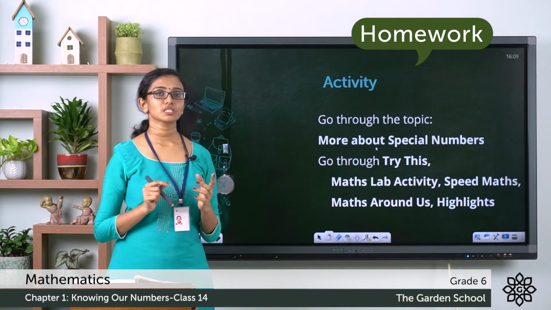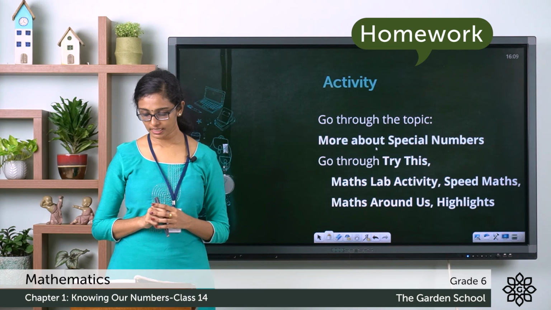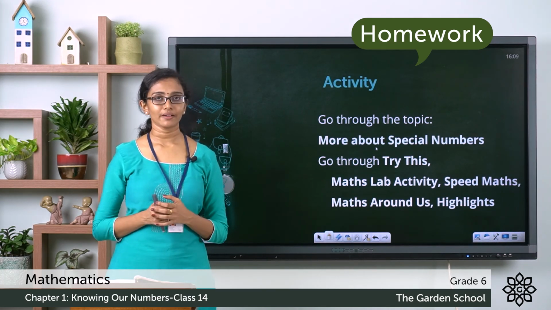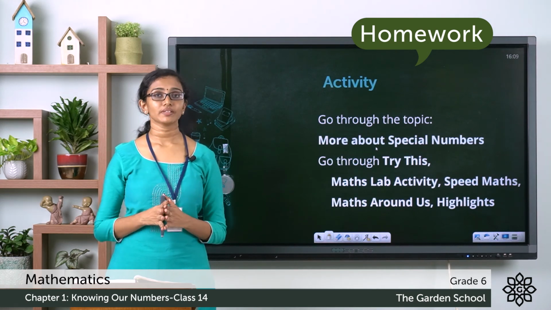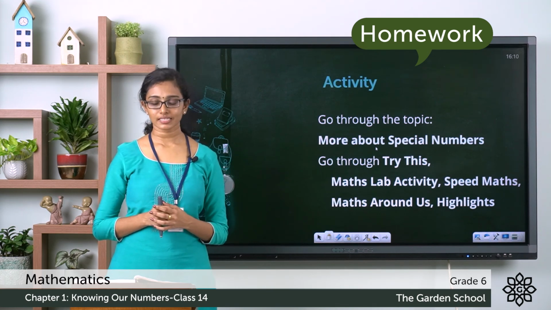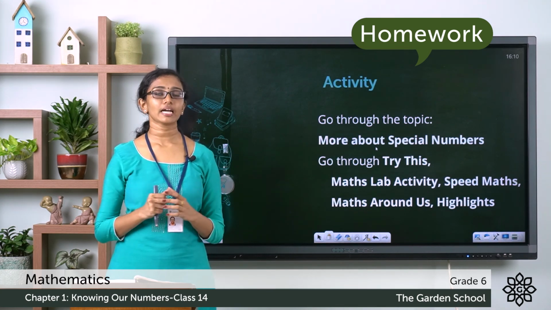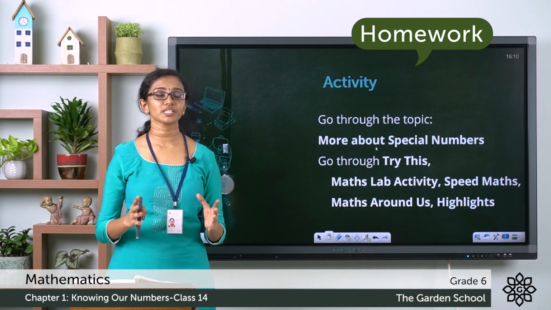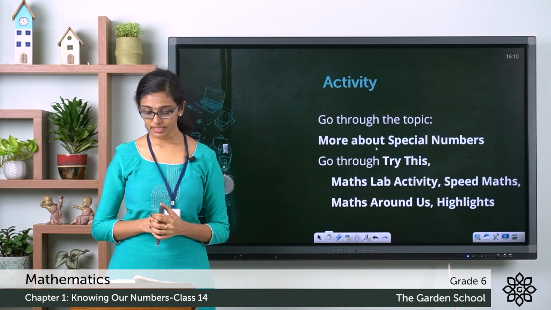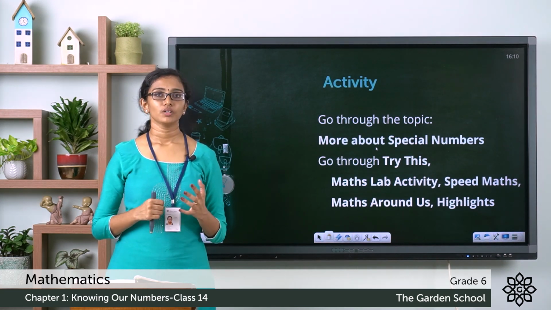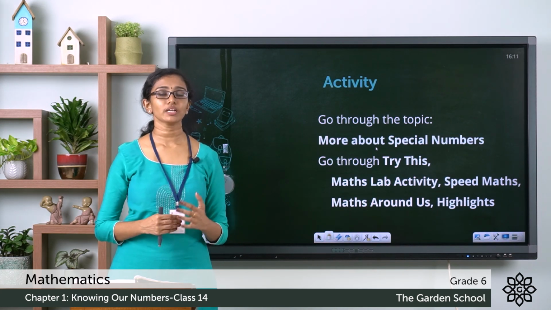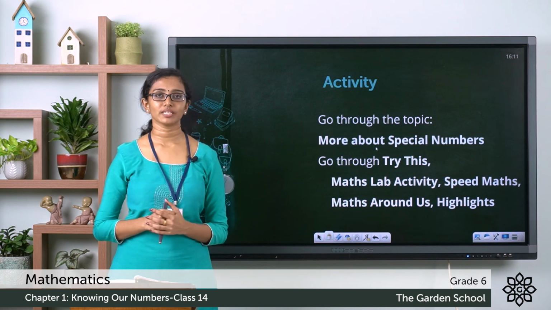Now, next you have Speed Maths, a box named Speed Maths in page number 15, which is about the easy way to multiply a number by 11. Go through it please. And then you have the heading Maths Around Us, about which we have already discussed in the class. And after that, we have the heading Highlights, where it summarizes all the concepts we learned in this chapter. So children, in the next class, we will do the revision time exercise from the textbook. So here, this has got questions from all the concepts we learned in this chapter. So make sure you revise all the concepts once again and come to the next class.